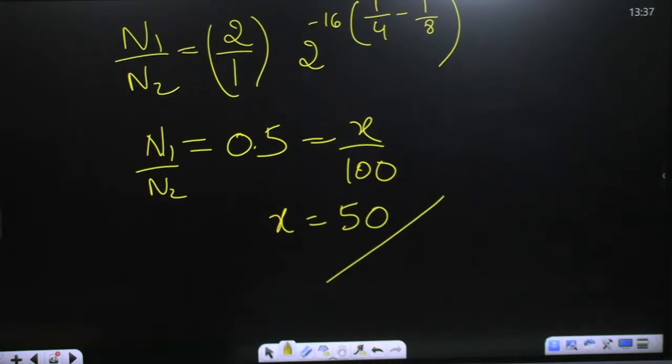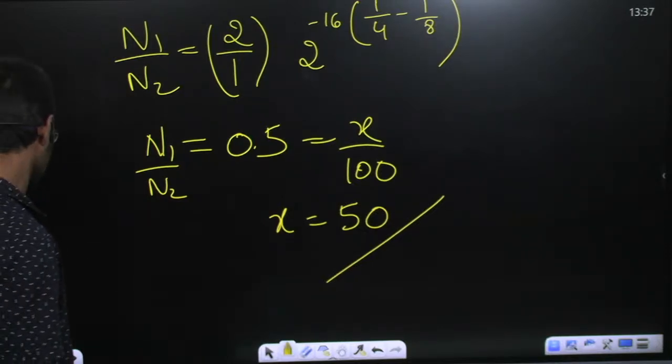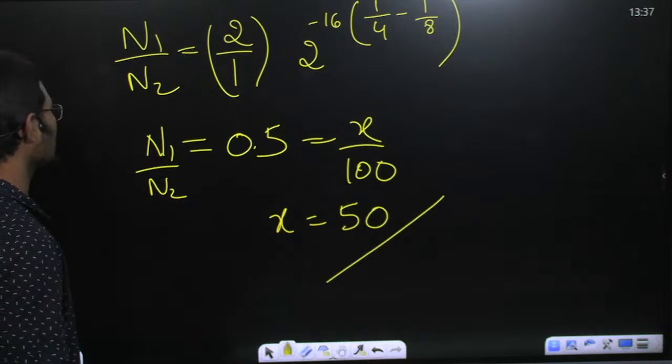I guess there is just one problem left. Here your answer in NTA is given as 25. So please check. I guess they will modify their key.